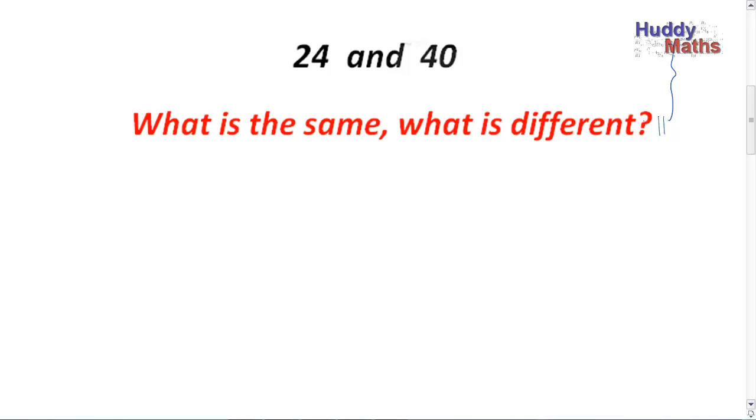Okay, we're back. What'd you come up with? 24 and 40. Both composites, both even. What else is there? I don't know. Are there any common multiples? Common factors? What is the same? What is different? Let's have a look at the common factors and the lowest common multiple here of 24 and 40.